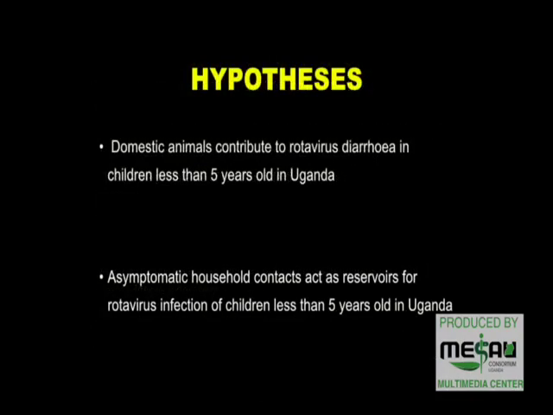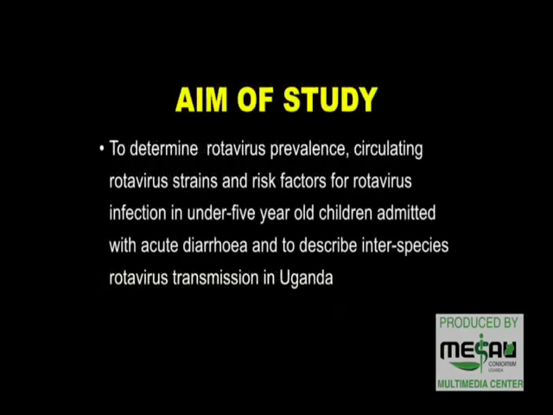The hypotheses we set out to test were that domestic animals contribute to rotavirus diarrhea in children less than 5 years old in Uganda, and that asymptomatic household contacts act as reservoirs of rotavirus infection of children less than 5 years old. So our major aim of the study was to determine rotavirus prevalence, strains, and risk factors in the under 5s with acute diarrhea, and to describe interspecies transmission of rotaviruses in Uganda.